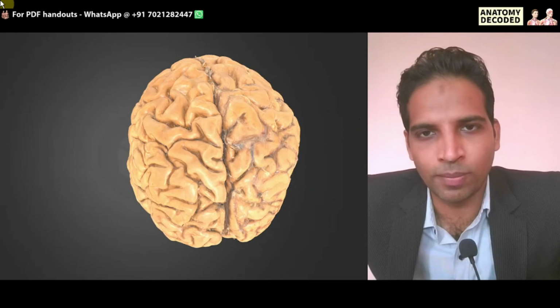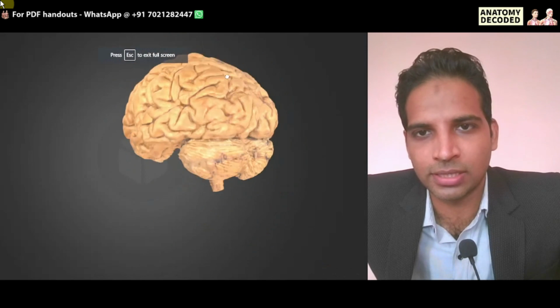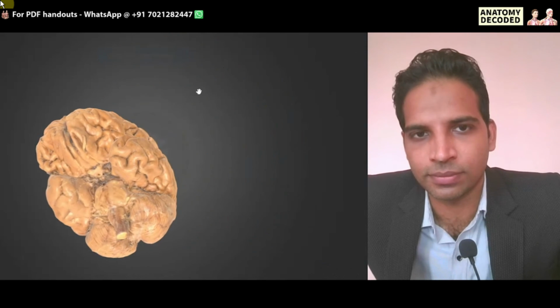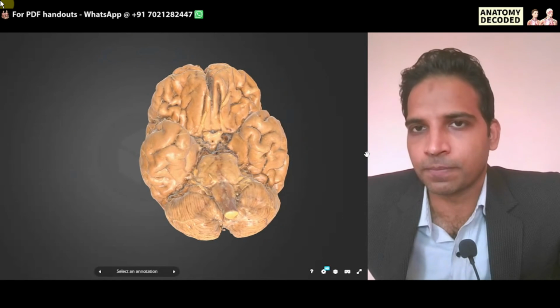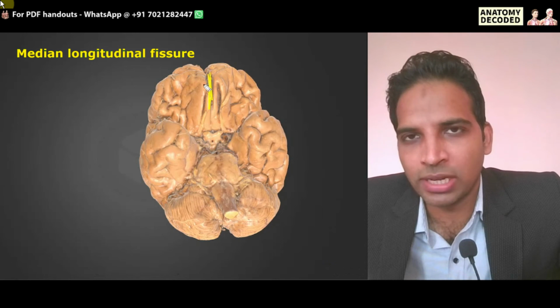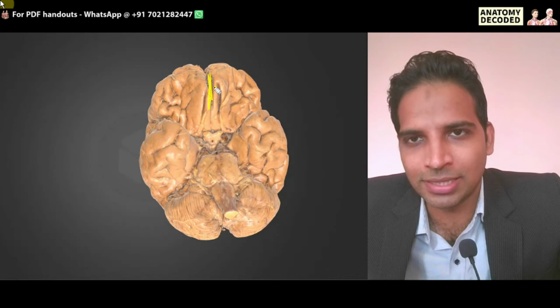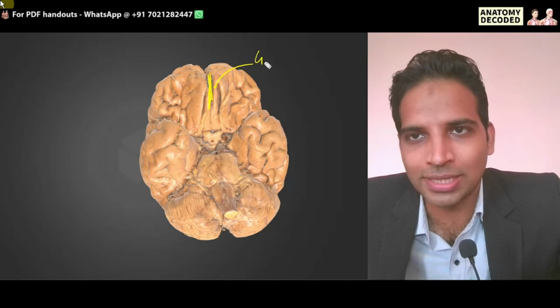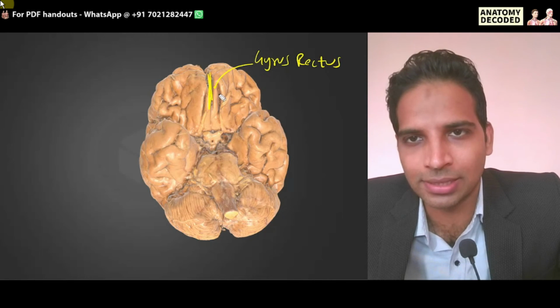Let's look at the whole brain specimen for it. So this is the whole brain specimen. Let's look at the inferior aspect. On the inferior aspect, on the midline, this is referred to as the median longitudinal fissure between the two cerebral hemispheres. The gyrus just adjacent to it is referred to as gyrus rectus.